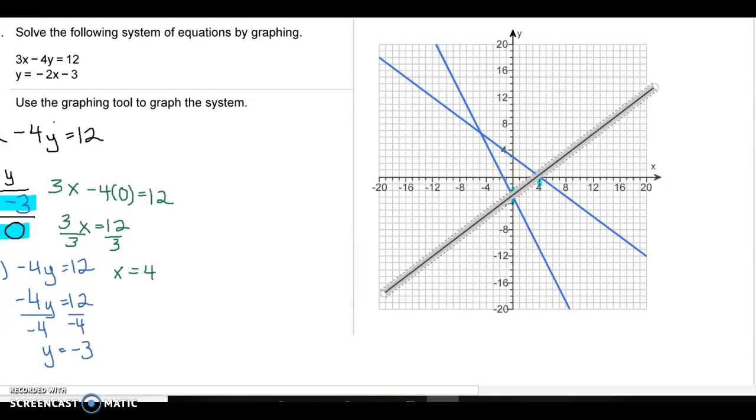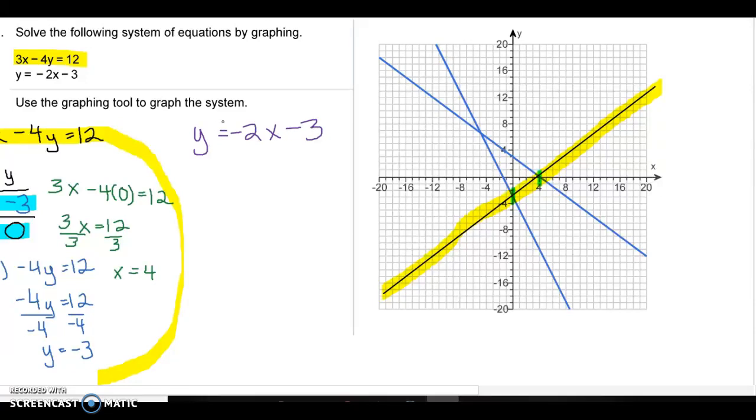So the line should go this way for the first one. So that's for the first equation. All that works for the first equation, and it should create a line going this way. And for the second equation, now the second equation is y equals negative 2x minus 3.